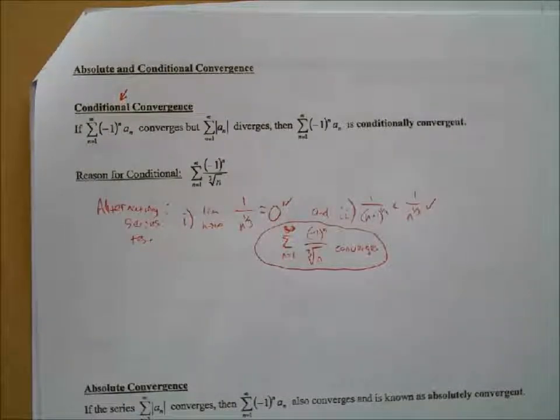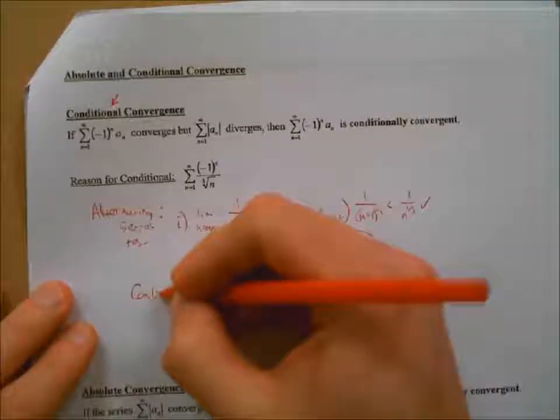In order to show conditional convergence, you have to be able to show that it converges in the first place, right? If we're trying to show conditional convergence, we have to be able to show convergence in the first place, or else it doesn't matter. You can't show conditional convergence if it's not convergent in the first place. Okay. So now let's check for conditional convergence.